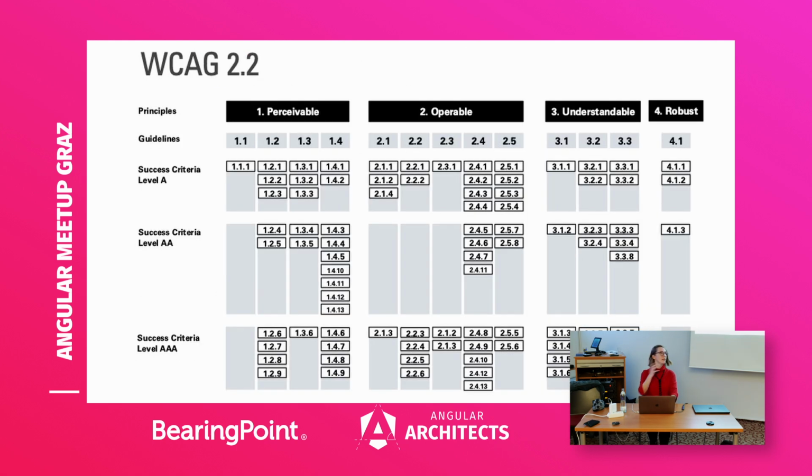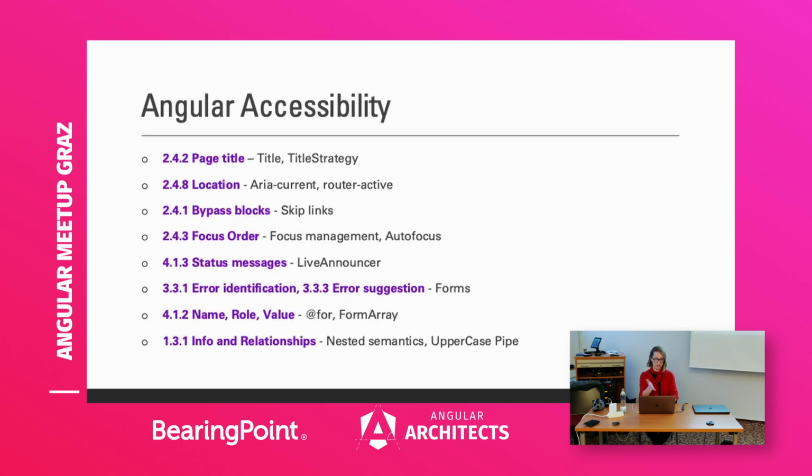For this, I would like to show the overview over the Web Content Accessibility Guidelines again. And I've highlighted some areas where you might have some issues or you might have some help from Angular. Some syntactical sugar you can use, some nice features to make it more accessible. In detail, there are some points here, the most important ones. And I start with page title.